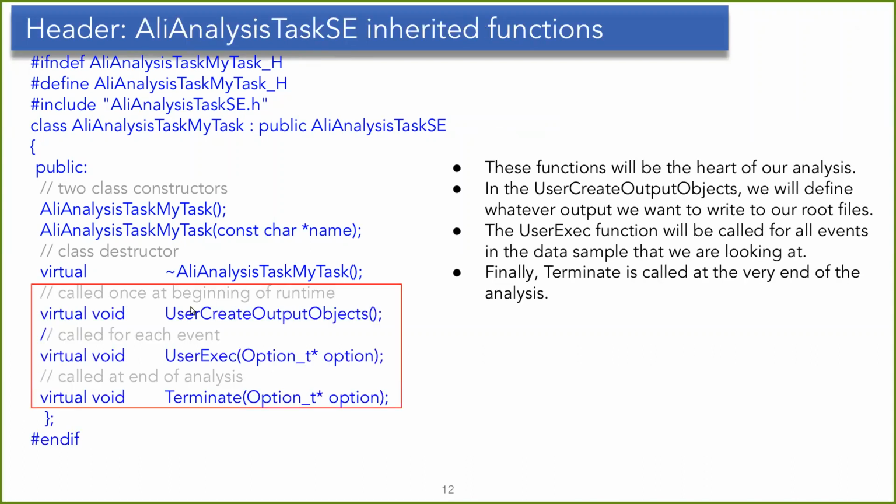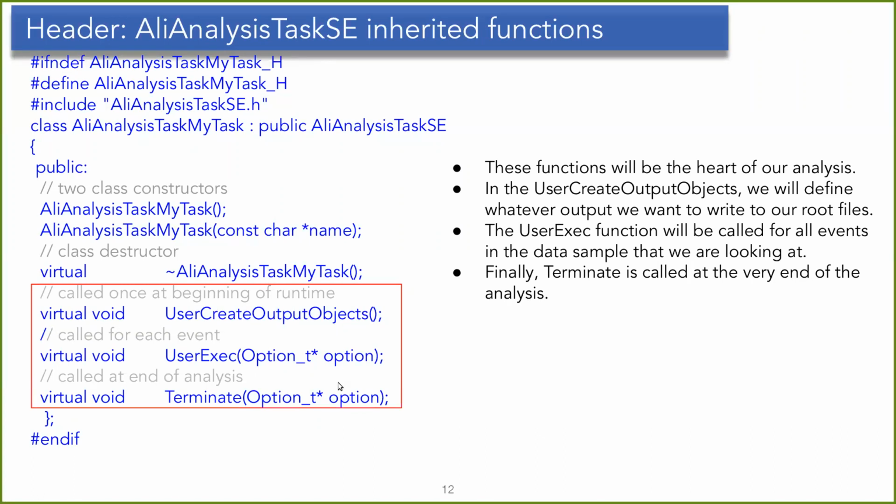Then you will have these three important functions where we will basically write our analysis tasks, that are UserCreateOutputObjects, UserExec, and Terminate. As I already mentioned, in UserCreateOutputObjects we will define our histogram, root file, tree or profile. And this is our Exec, where we will do our analysis and write our analysis code. That means some loop over tracks, or getting some variable from the track information and all those things. And in the Terminate, it will basically end.